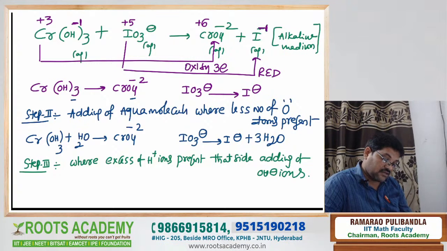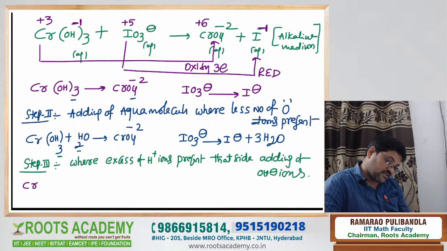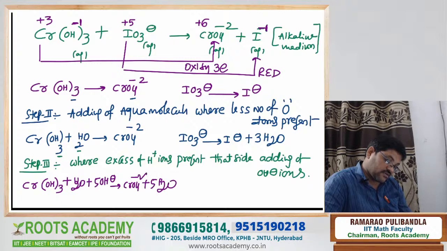Now see, here 3 hydrogens, 2 hydrogens, 5 hydrogens are there. That side adding of the what? 5 OH minus ions, and the reverse water formation observed. It's very easy now. Here 3 atoms, 2 atoms, 5 hydrogen atoms are there. So on this side adding of the what? 5 OH minus ions. Now what you get? Cr(OH)3 plus H2O plus 5 OH minus ions added here. On the reverse you get what? CrO4 2- plus 5H2O you got. Simple logic.